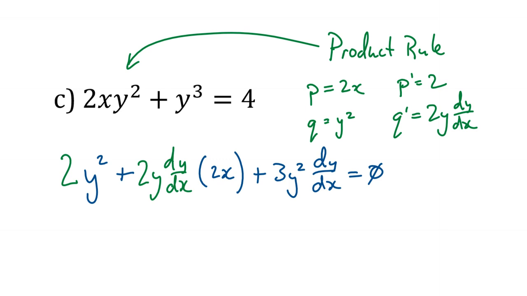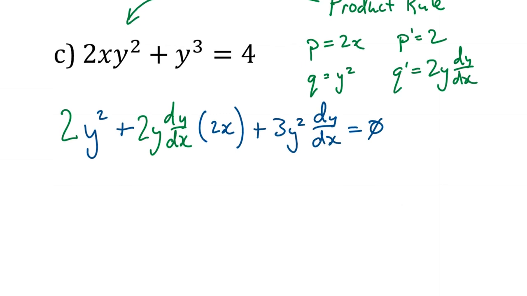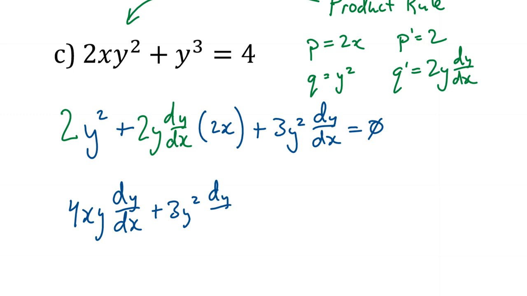Okay? Now we're going to isolate for dy by dx. So I'm going to move any term that doesn't have a dy by dx to the right side. Leave the other ones on the left. Whoops, 2y dy. Oh, no, actually, and I'm going to simplify this one. So this should be 4xy dy by dx. Everybody okay with that? See what I did? This middle term, 2y times 2x, I'm putting the monomials together, plus 3y squared dy by dx equals negative 2y squared.